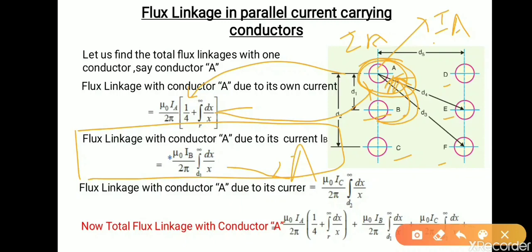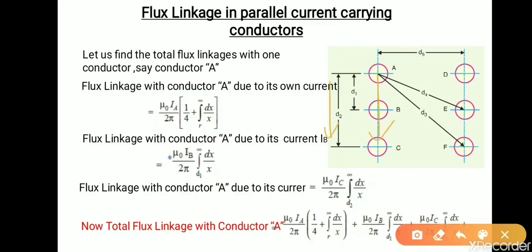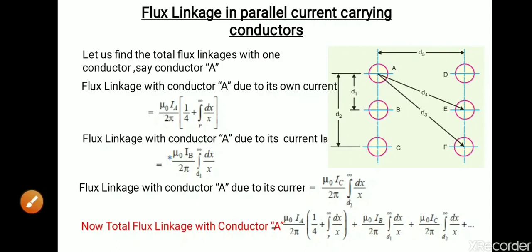Similarly, the flux linkage with the conductor A due to the current IC is given by μ0 IC by 2π times the integral from d2 to infinity of dx by x. This is an integral from d2 to infinity because the distance between the conductors A and C is d2. So now the total flux linkage with the conductor A is given by summing up all of these.